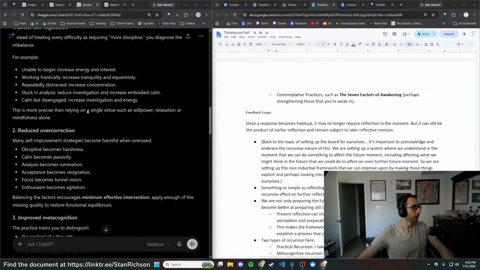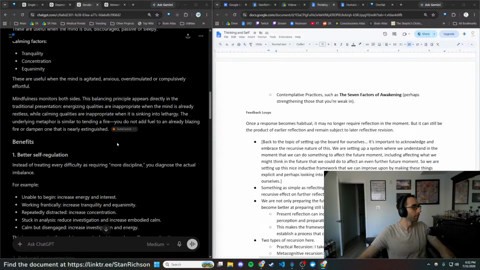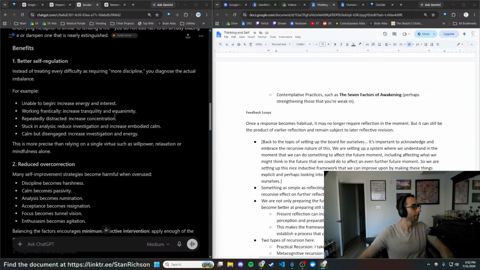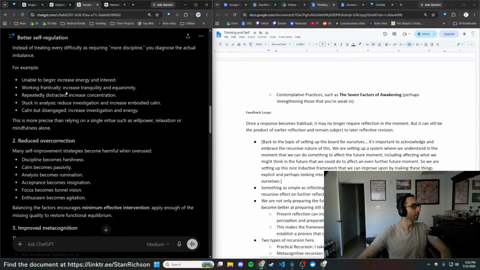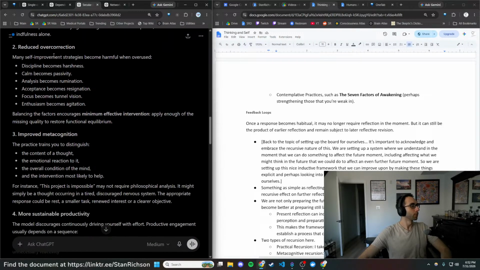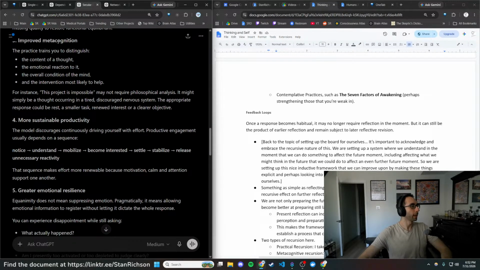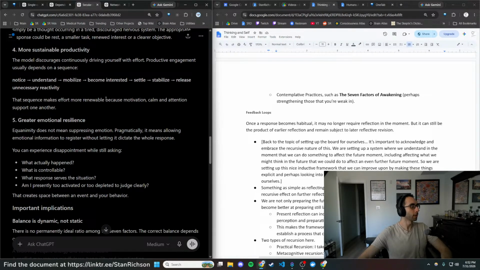Okay. And then what do we got in the end here? Benefits. So better self-regulation. Instead of treating every difficulty as requiring more discipline, you diagnose the actual imbalance. Okay. So these are going to be pretty general though, right? Reduced overcorrection. Improved metacognition. Right, these are pretty general. We would want to look at... Certainly these are going to help you out.